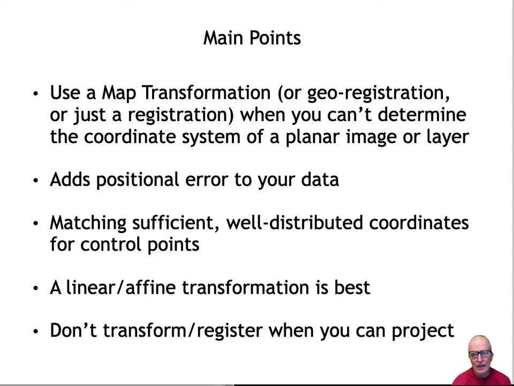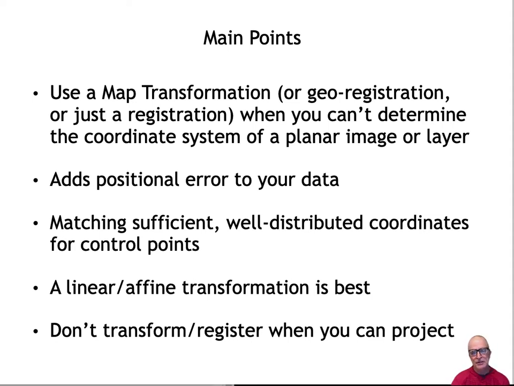So the main points here: you use map transformation when you can't determine the coordinate system of a planar image or layer. So our clipped bit of Google imagery or our digitized or scanned or paper map. You add positional error to your data. So there's error in the drafting or error in the image acquisition, but because there's some uncertainty in the map registration and the control point matching that we use, we are unavoidably going to add some positional error. We struggle, or really try, to keep that error as small as possible.